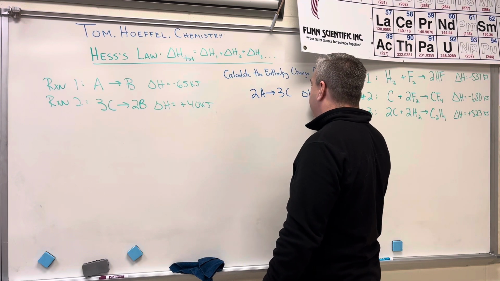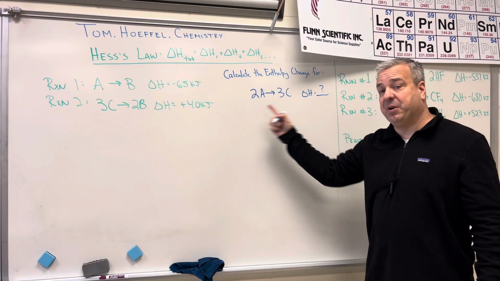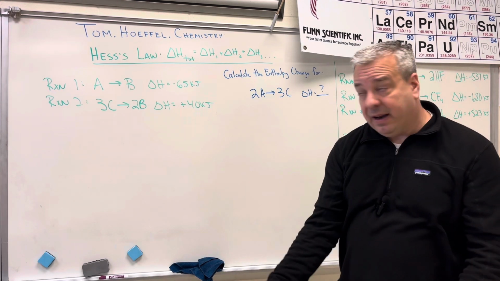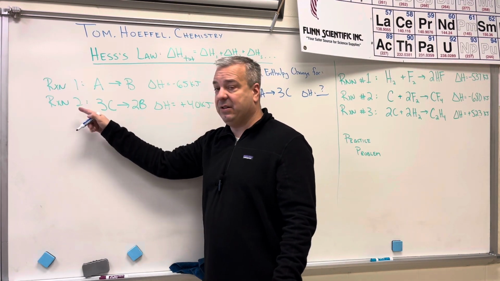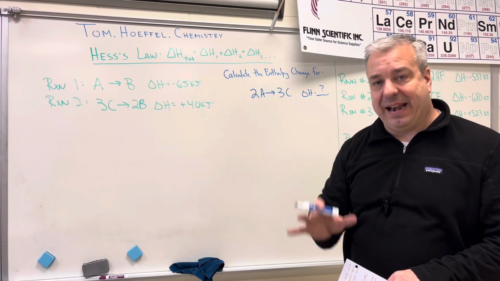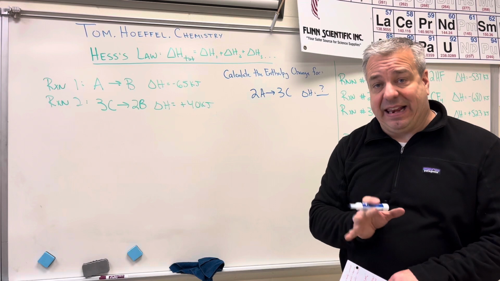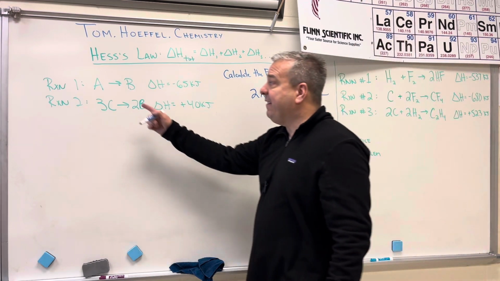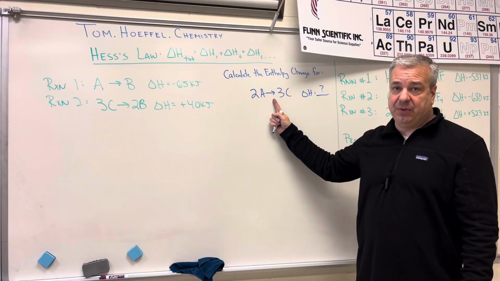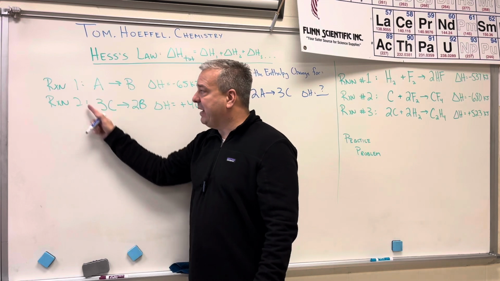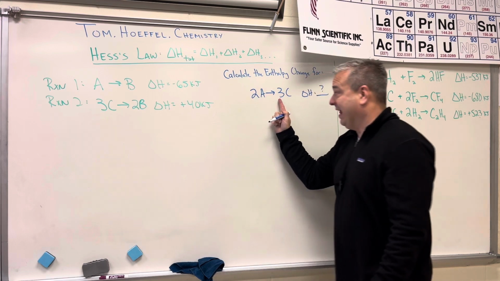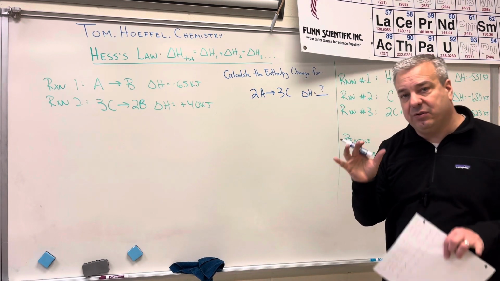I want to know the enthalpy change for this chemical reaction. So what you're going to have to do is some manipulating of chemical reactions 1 and 2 before you go through the process that I taught you in the first example of adding the chemical reactions together and then adding the enthalpy changes. Because if I add these together right now, it's not going to equal this equation. If I added this right now, it would be A plus 3C yields 3B, and that's not this equation. So we have to do some manipulating.